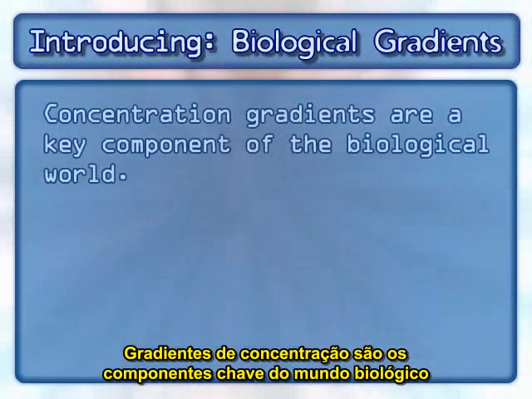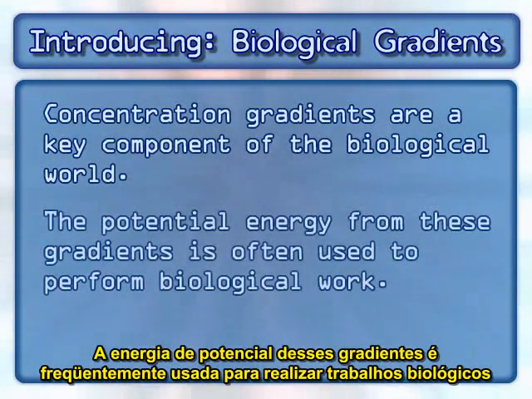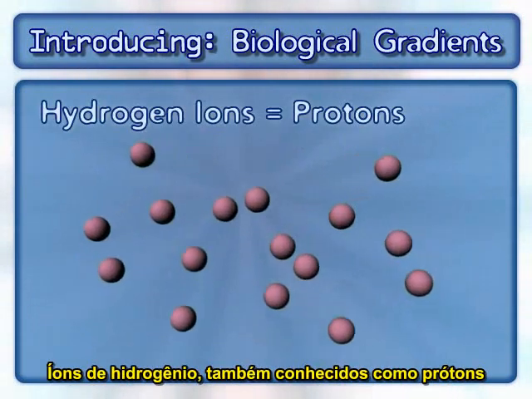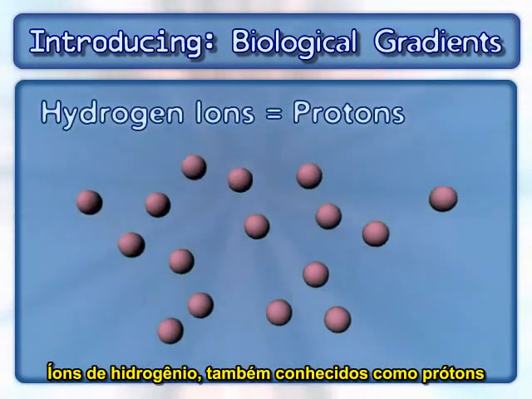Concentration gradients are a key component of the biological world. The potential energy from these gradients is often used to perform biological work. Here we will focus on hydrogen ion concentration gradients. Hydrogen ions are also known as protons.